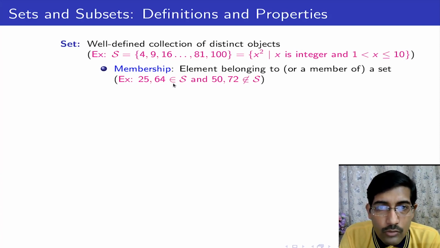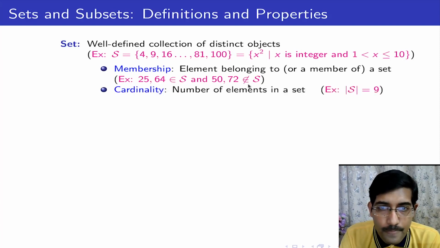We use this symbol to indicate member, belongs to, and this symbol to indicate not a member, not belongs to. The number of elements present in a set is the cardinality of the set. We use the term cardinality to express the number of elements. Here, since in the set S we have 2 square up to 10 square, the cardinality is 9.